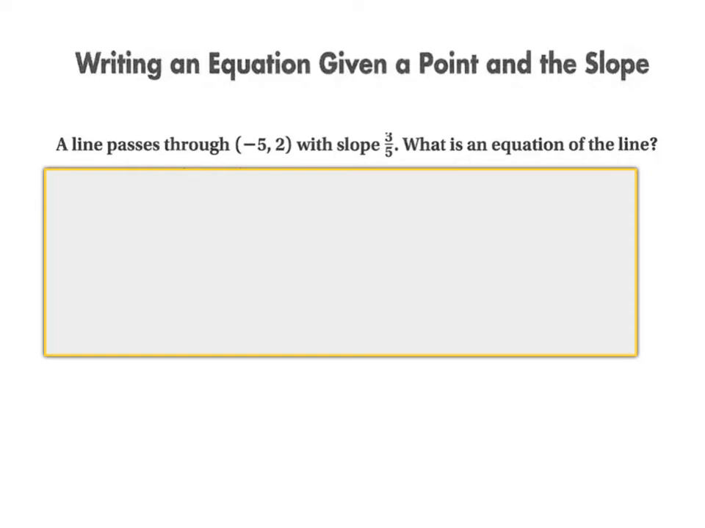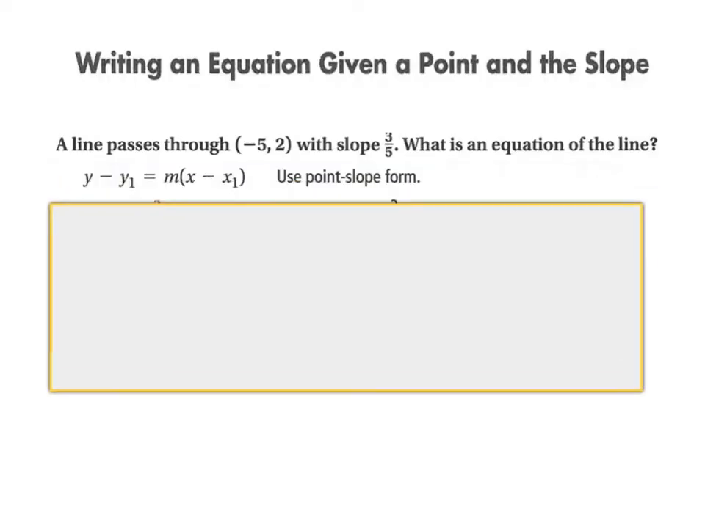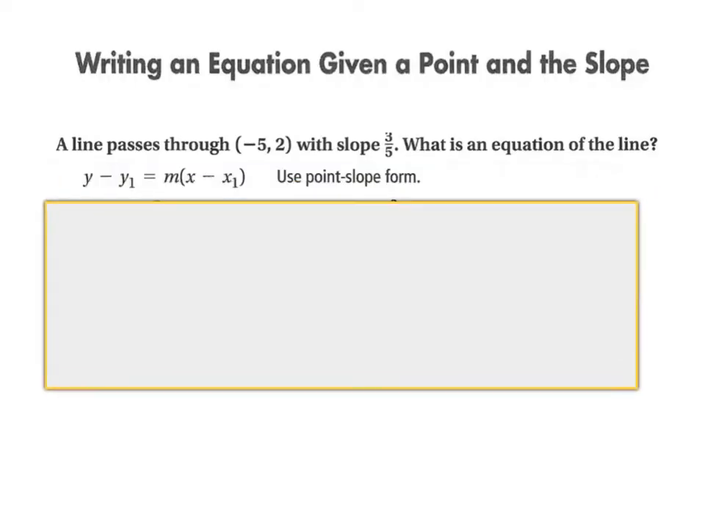The point-slope form is a real easy way to write an equation of a line because there's not a lot of work to do, especially if you're given the slope right off the bat like we have in this problem. I'm telling you that the m is 3 over 5. So we know where that goes. It goes where the m goes. And I'm also telling you that x is negative 5 and y is 2.